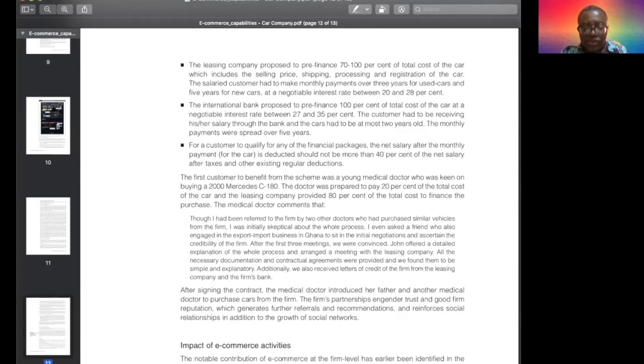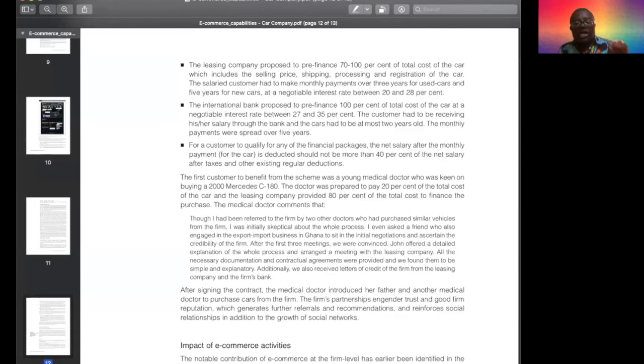Number three, you can see here that John offered a detailed explanation of the process and then arranged a meeting. John also brought in the leasing company, and not just the leasing company, other legal things had to be done. Letters of credit were used from both the leasing company and the firm's bank, all to establish the credibility of the purchasing agreement, and the purchasing agreement went on.